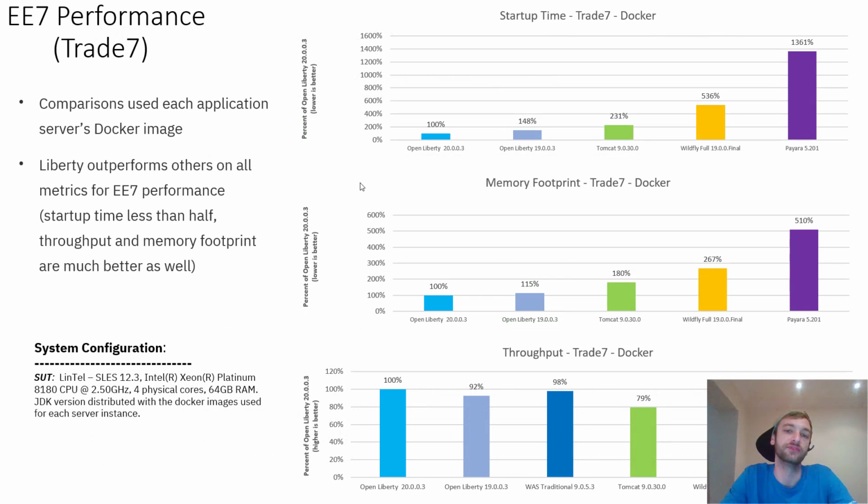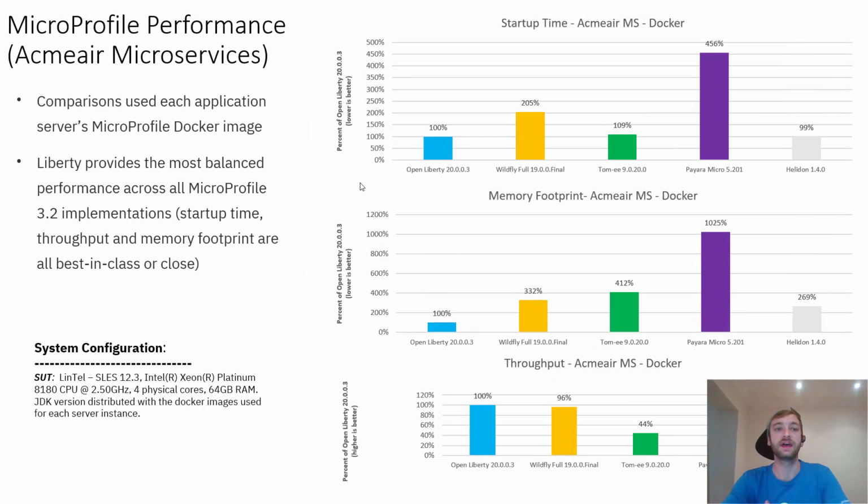So this is the performance difference of OpenLiberty with EE7 compared to other Java application servers: better startup time, better memory footprint, and better throughput also. But then if we go to this specific Acme Air application, there are similar stats. Only Helidon is 1% faster to start up. But again, memory footprint is quite a lot lower, and we've got a much better throughput.